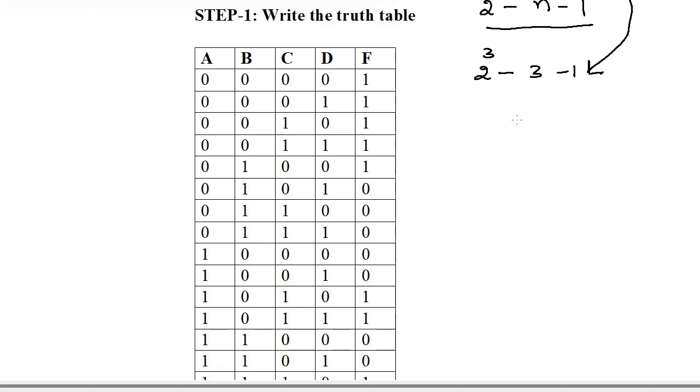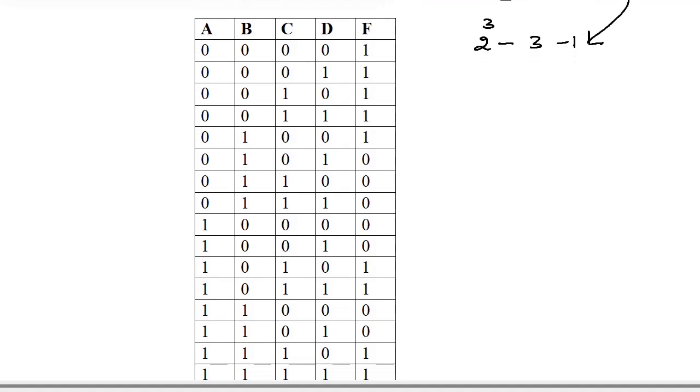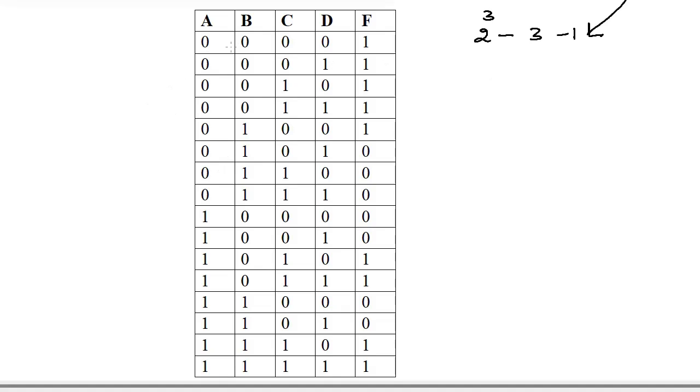Now how to convert this 4 variable function into an 8x1 multiplexer? First observe the input and output variables. In the 8x1 multiplexer we have 3 selected lines, that is A, B, C. Here we are not taking the D value. We depend on the function value, D and F. Now see here, this is the first part.